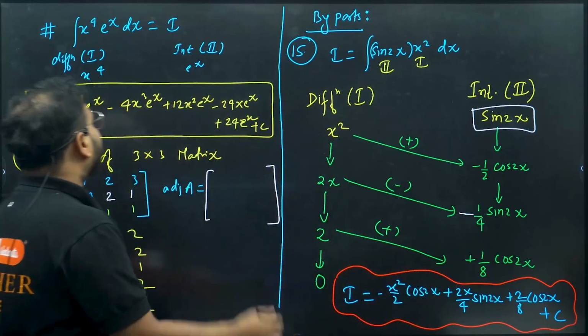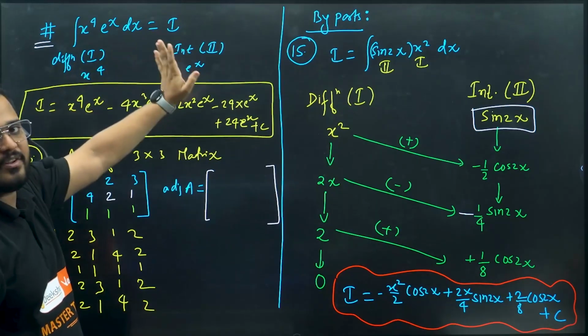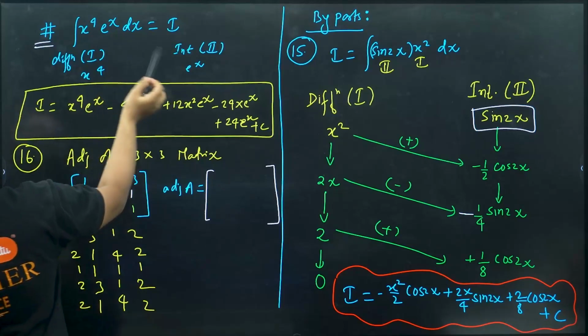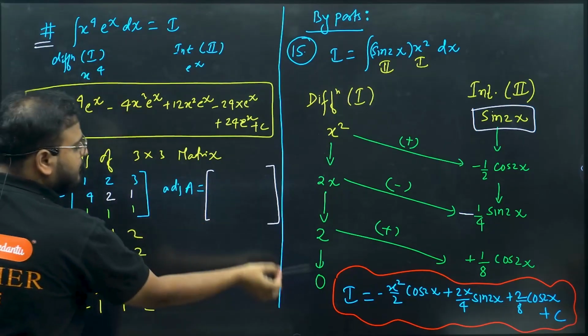Very important. I've given another example for all of you. You can attempt it like this: x power 4 e power x dx, integration. You have to find it out. So you're going to take function 1 as x power 4, function 2 as e power x. Differentiate this, integrate this, make the same form. You get the result like this.